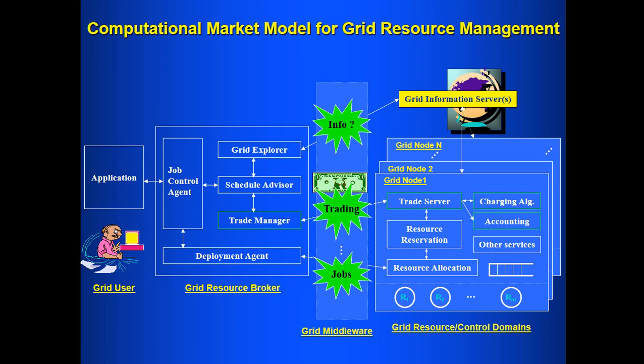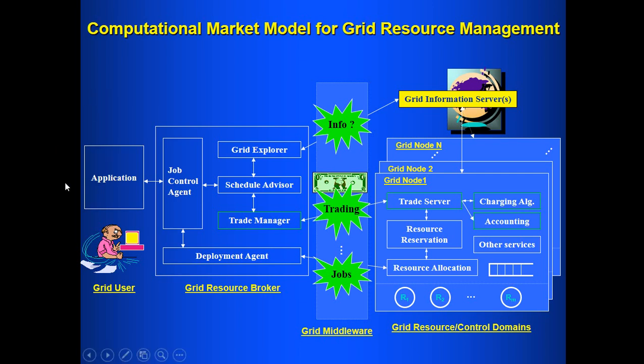Grid resource broker, or GRB, includes some components: job control agent, grid explorer, schedule advisor, trade manager, deployment agent. Okay, these are some components of a grid resource broker.